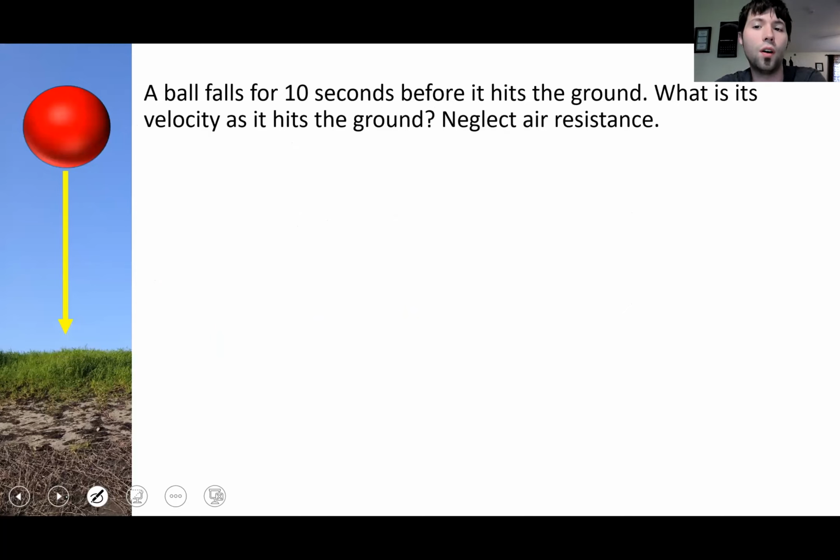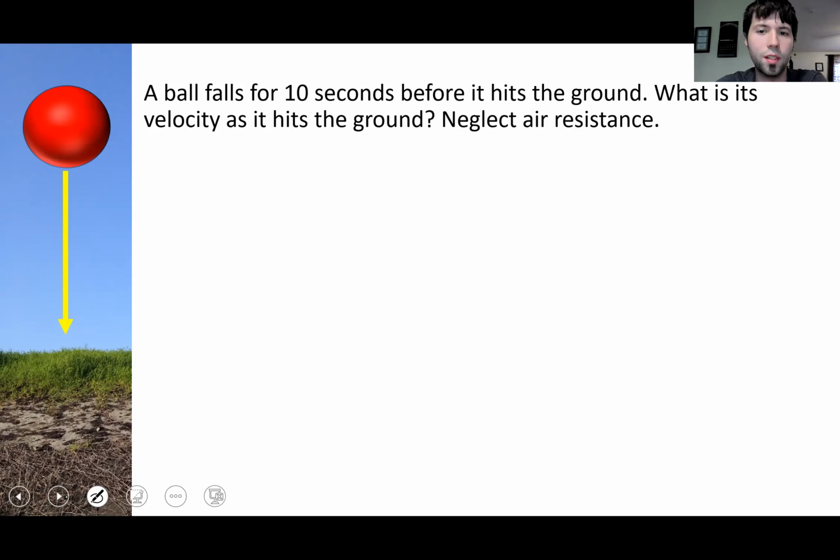A ball falls for 10 seconds before it hits the ground. What is its velocity as it hits the ground? Neglect air resistance. We say neglect air resistance because there's such a thing called terminal velocity. In other words, the air is pushing back up on any object that's falling down. As an object reaches a certain speed, it can't go any faster because it's trying to push air out of the way at the same time. So we're going to neglect air resistance for now, and just focus on what its velocity would be if there was no air at all.